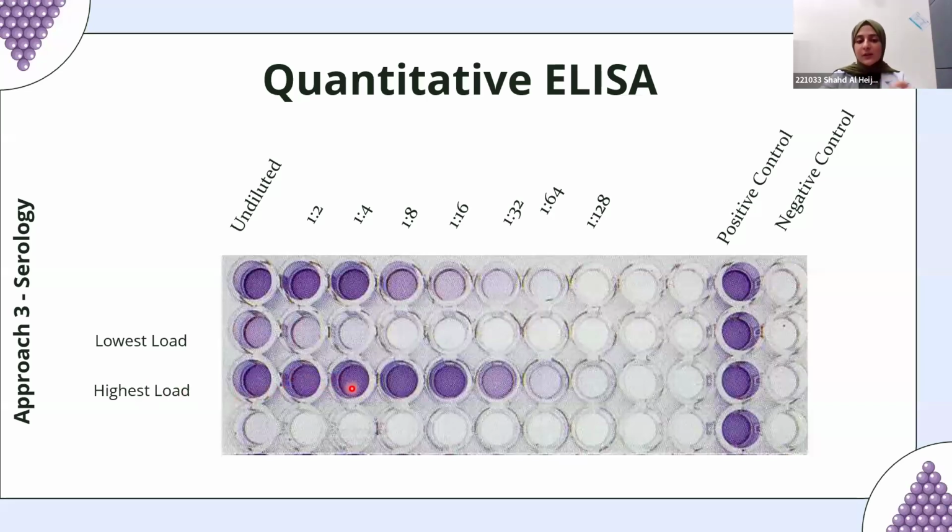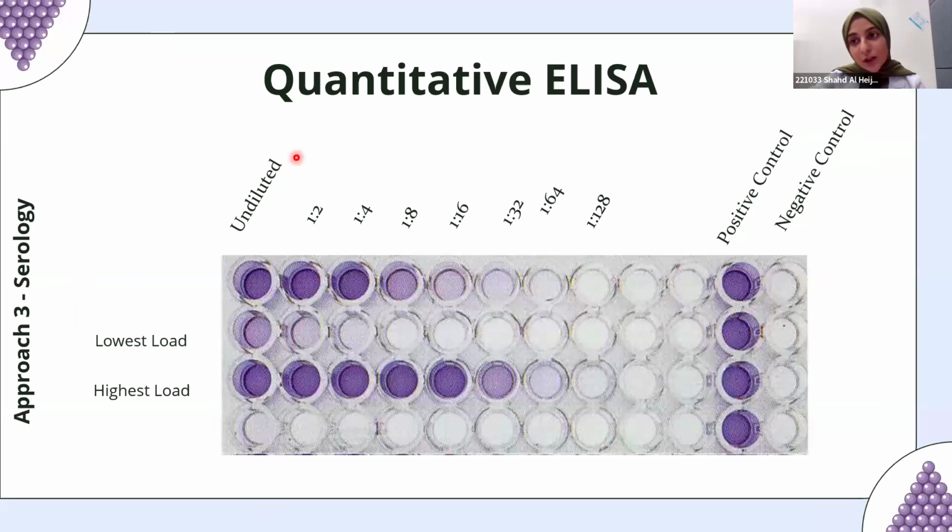You need multiple dilutions in order to stop seeing the color. This is quantitative ELISA. This uses serology, so it utilizes antibodies in order to check the antigens of the viruses.